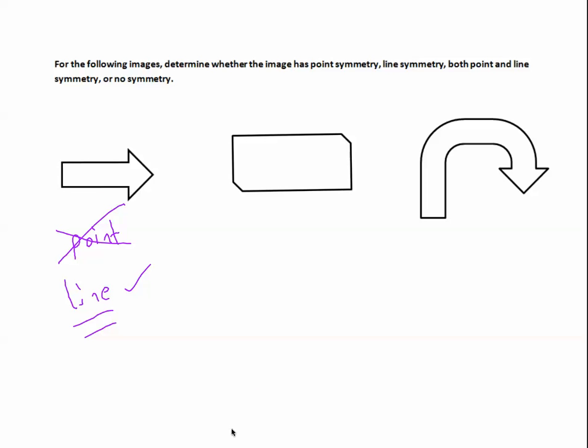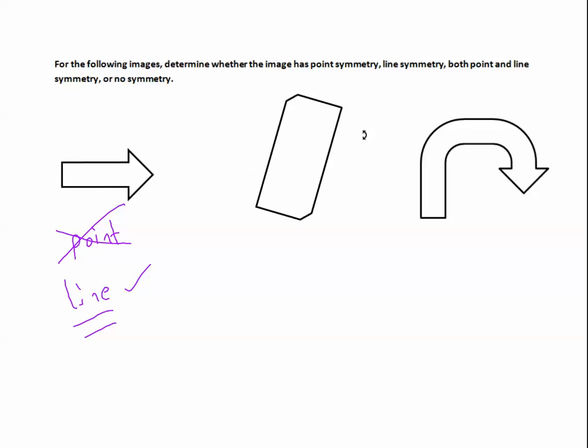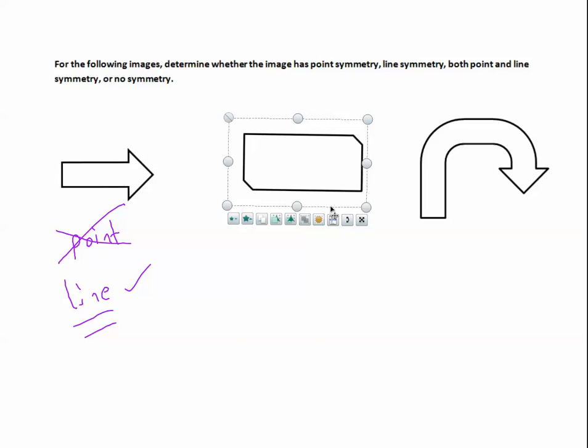Here, I'm going to try rotating this. Notice the corner is cut in the bottom left and the top right. If I rotate it 180 degrees, the corner is cut in the bottom left and the top right. This means we do have point symmetry.